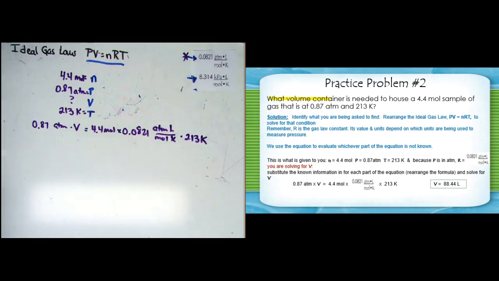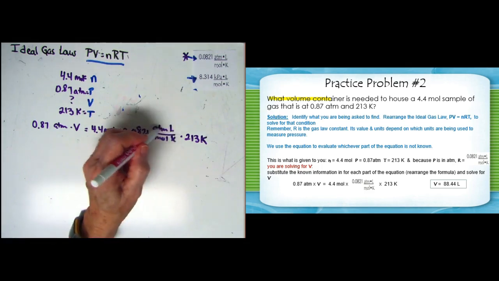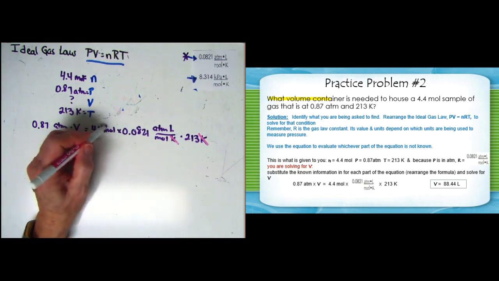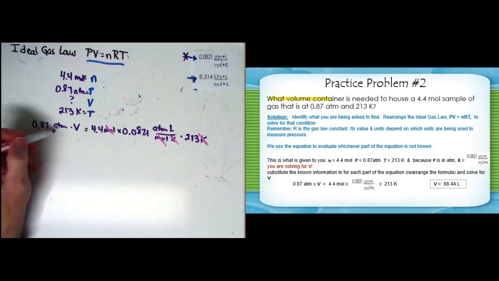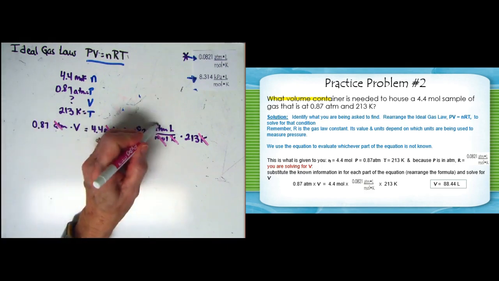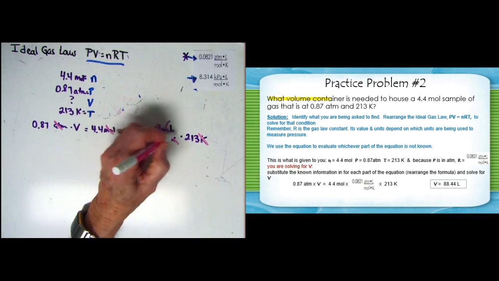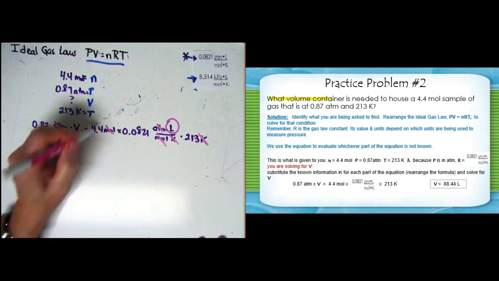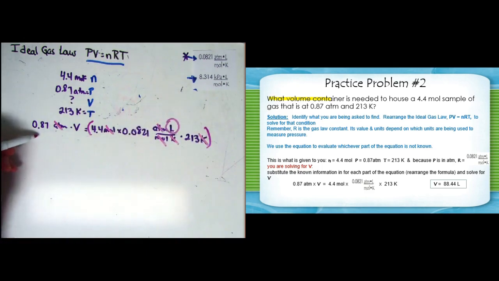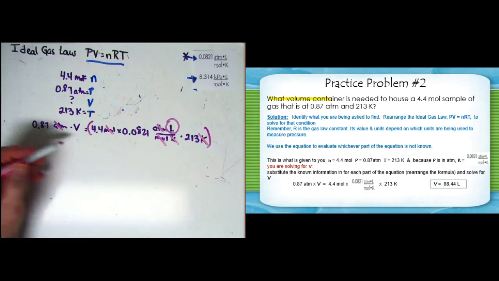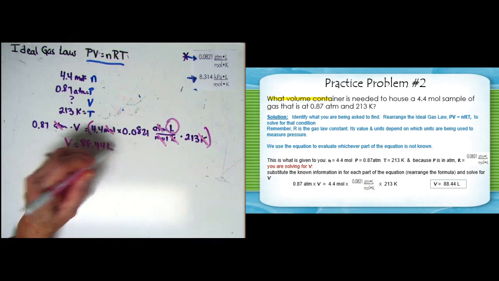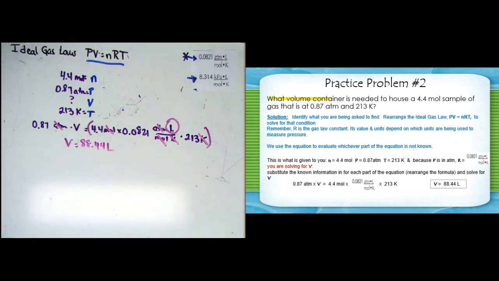Let's see if our units give us volume. Let's go with Kelvin first, both sides on here. Let's look at moles. Moles is on the top and on the bottom. It cancels. I have atmospheres on the left and I have it on the right. They will cancel. And look, the only units that are left are liters, which is volume. Alright, so we will multiply everything together here on the right, and we will divide by 0.87, and we will get a volume that is equal to 88.44 liters.